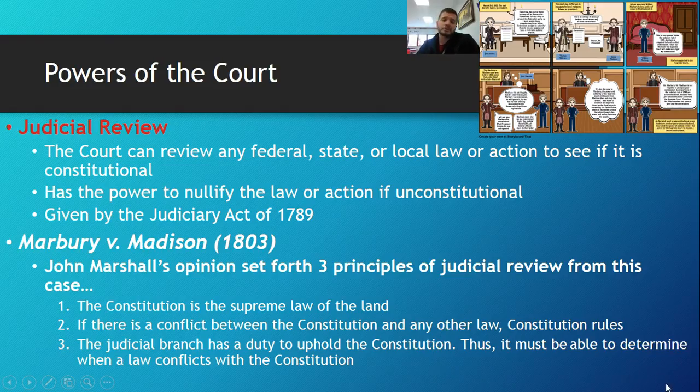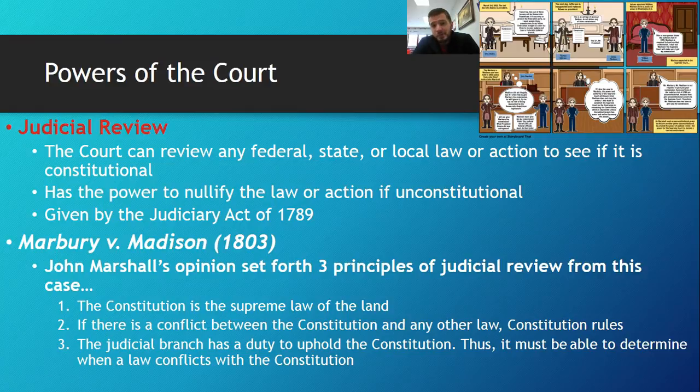Okay, so the powers of the court. The first one and the most important one, you guys already know. It's judicial review. Okay, so your definition is right here. Put a star by it. Just make sure you guys know what that means. It is that the court can review any federal, state, or local law or action to see if it is constitutional.